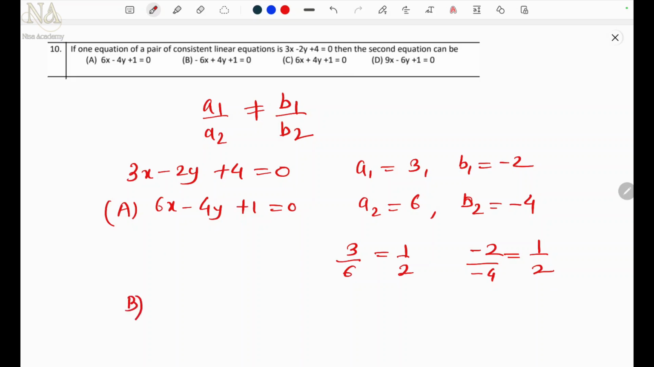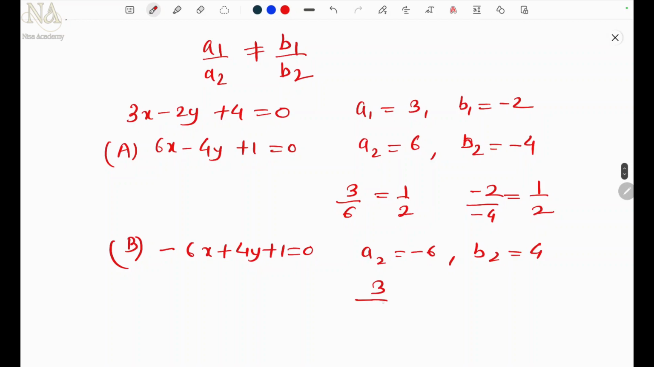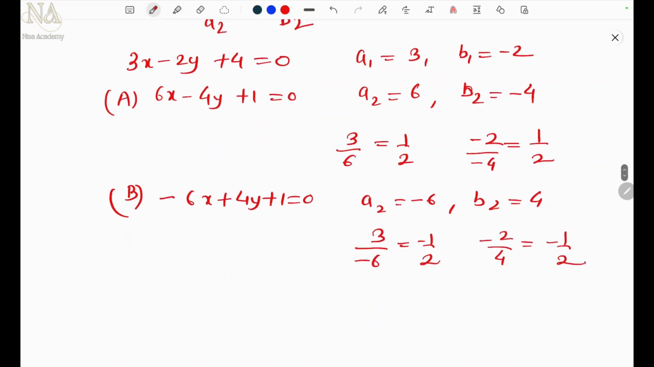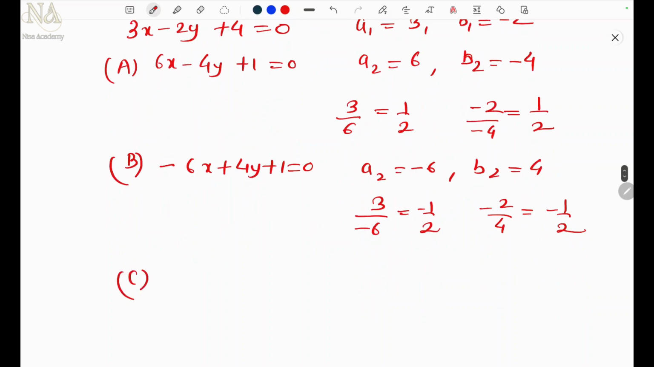Let's go for the second equation. Minus 6x plus 4y plus 1 equal to 0. A2 will be minus 6 here, B2 will be 4. Again let's check. 3 by minus 6 is minus 1 upon 2, and minus 2 by 4 is minus 1 upon 2. So again this equation is not the solution.